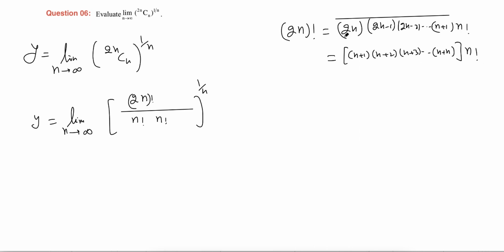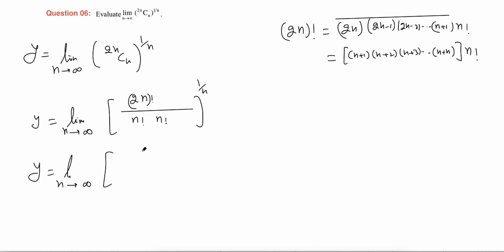Wait, here to here, n plus 1. If you move from right to left, n plus 1 to 2n, I can write n plus 1, n plus 2, n plus 3 and so on. In place of 2n factorial, if I put 2n factorial here, you'll get y equal to limit n tending to infinity.